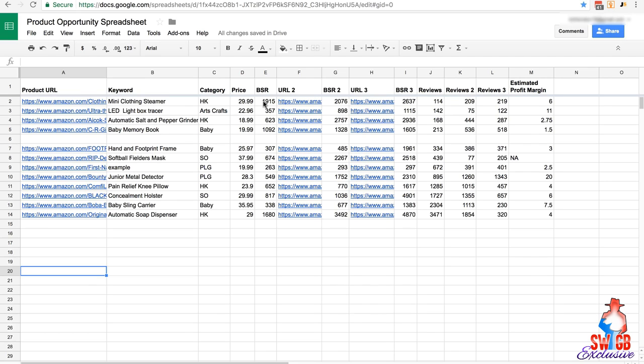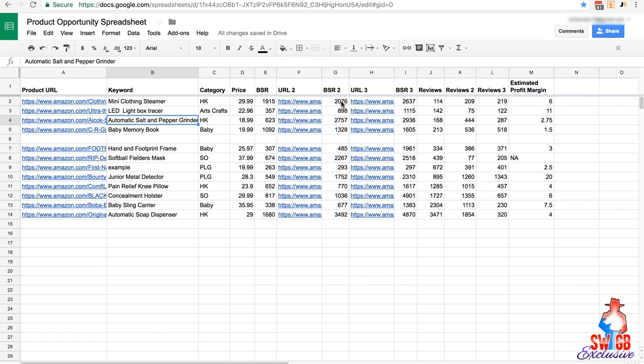The top one has a 1915 BSR number in Home and Kitchen. The second one's got 357, so that's quite high up in the BSR. However, Arts and Crafts is a smaller category. You can tell that by looking at the BSR numbers. And then we've got 623 in Home and Kitchen. And finally 1092. So in terms of BSR, the automatic salt and pepper grinder is probably going to get the most sales and might well compensate for the difference in price between the two. But let's have a look at the competing products.